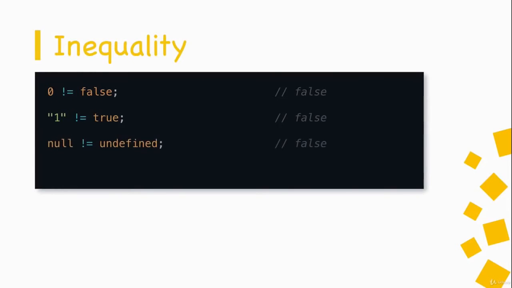And similarly, null is not equal to undefined is also false because with the inequality operator, just like the equality operator, null and undefined is equal. That's why they're not equal returns false. Similarly, booleans such as false is not equal to false is also not true. They return false because false is equal to false, and that's why false is not equal to false returns false.